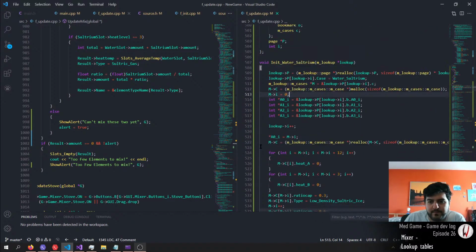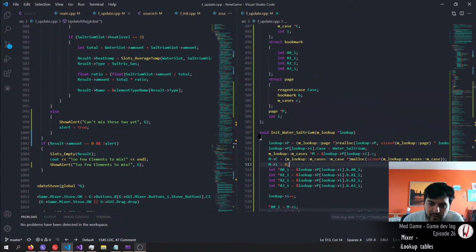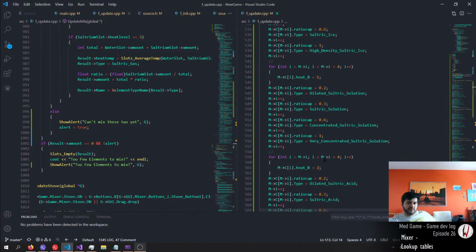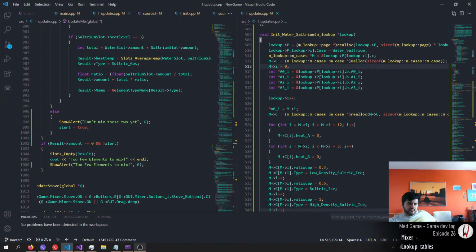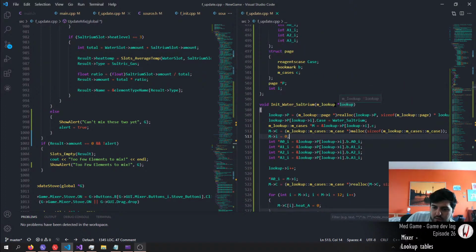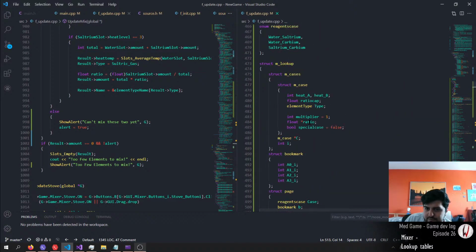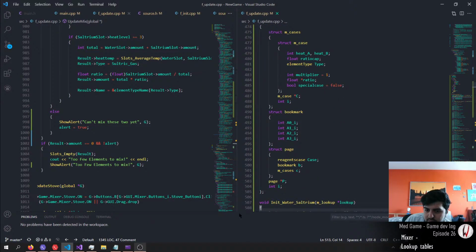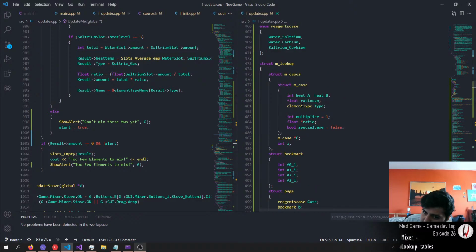Now the only thing that I just don't like that much about it is that this is very specific. Like this function is not a template. It's specific for water and salt trium, which there has to be some specificity to it. So, but yeah, that's good. Need to get the struct. Integers, pointers, integers, pointers. There isn't much in it.